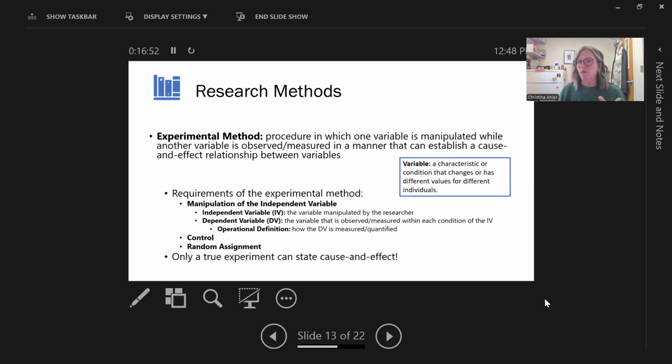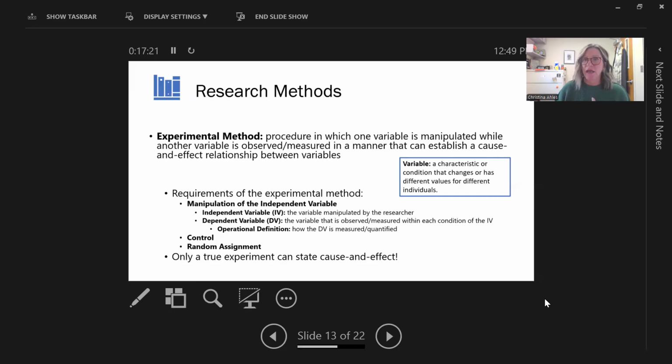So there's lots of different ways, but what you have to do is turn that observation into a value that's quantifiable, meaning there's quantity attached to it, there's numbers attached to it. So the dependent variable has to be operationally defined, and we'll talk more about operational definitions. So the manipulation of the independent variable is very important. There has to be control.